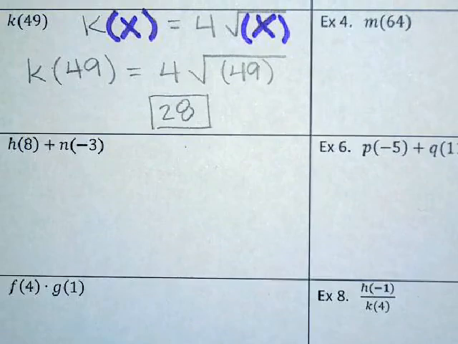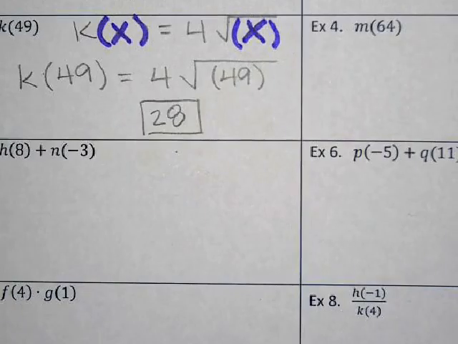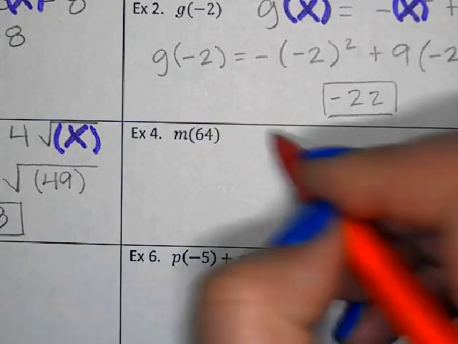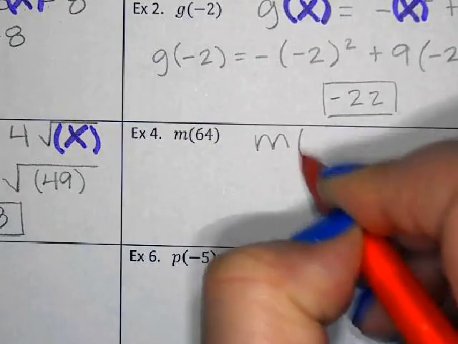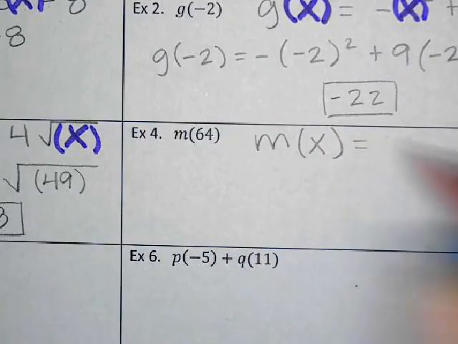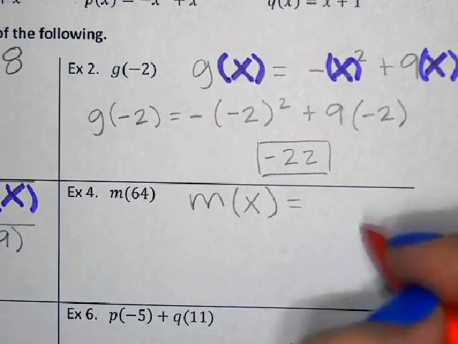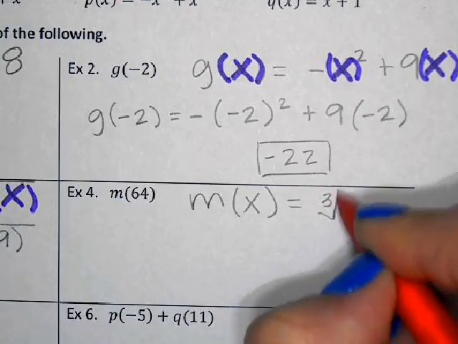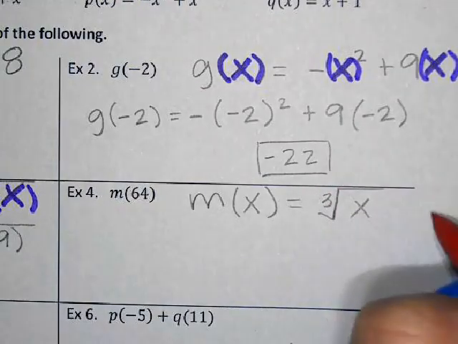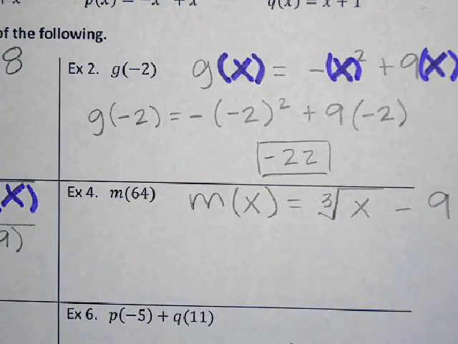Okay, let's see if we can do this next one. So, m of x is cube root x minus 9. I'm going to let you guys figure out how we should be plugging the number in.